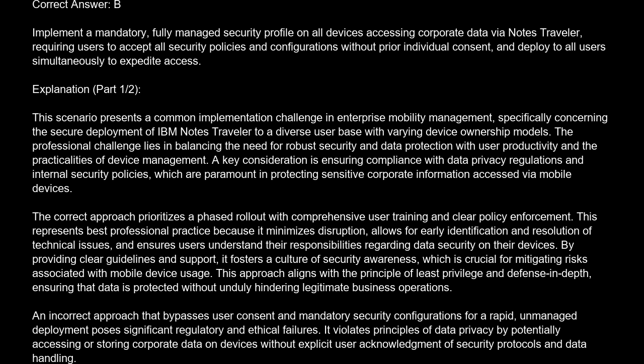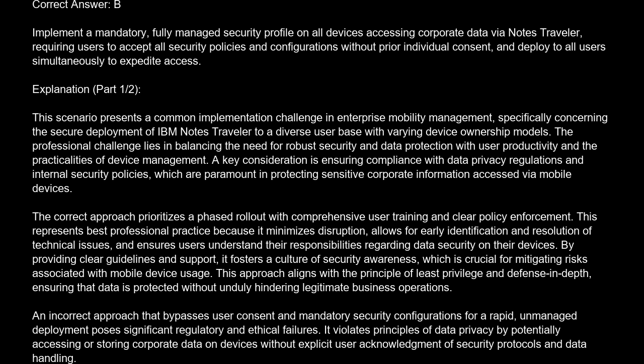Explanation. This scenario presents a common implementation challenge in enterprise mobility management, specifically concerning the secure deployment of IBM Notes Traveler to a diverse user base with varying device ownership models. The professional challenge lies in balancing the need for robust security and data protection with user productivity and the practicalities of device management. A key consideration is ensuring compliance with data privacy regulations and internal security policies, which are paramount in protecting sensitive corporate information accessed via mobile devices.